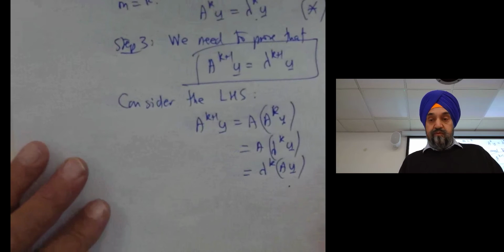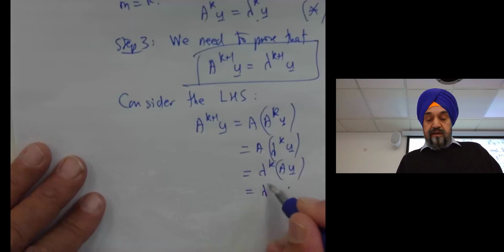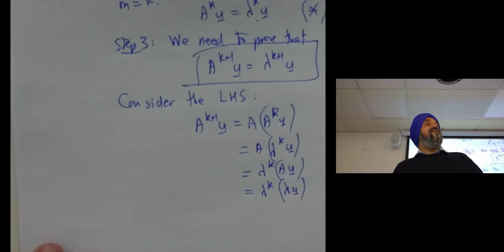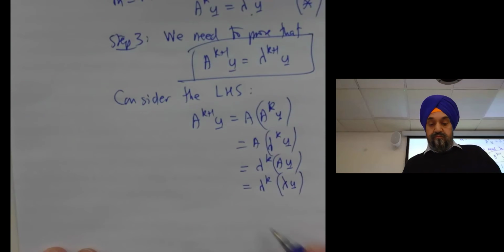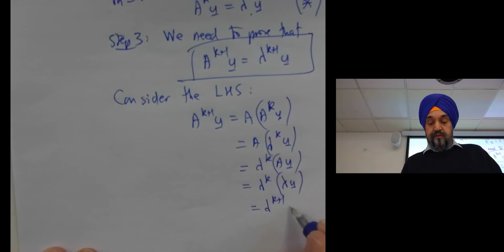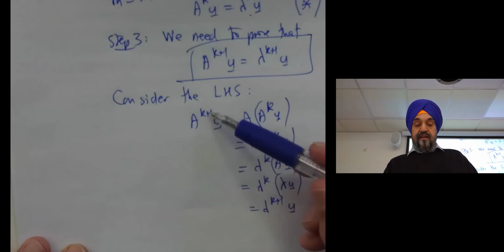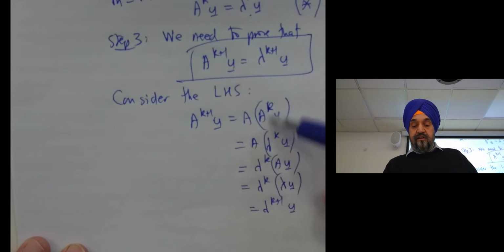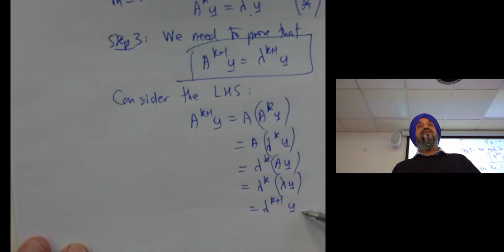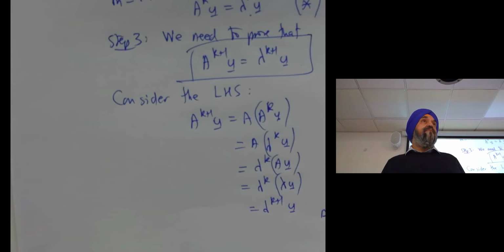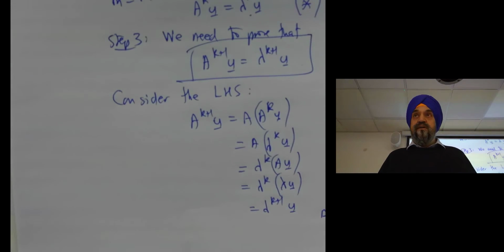So substituting that in, we get lambda k lambda u, and what does that equal then? That equals lambda k plus 1 u, which is what we want. We want to prove that, and we've done it, haven't we? A k plus 1 u, the left hand side, is equal to lambda k plus 1 u. We've done it. End of proof. So proof by induction that if lambda is an eigenvalue of A, then A to the k will have an eigenvalue of lambda to the k.